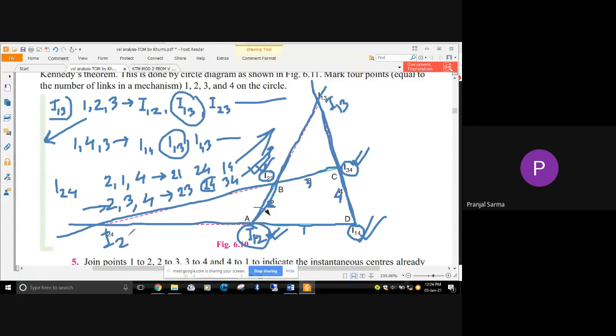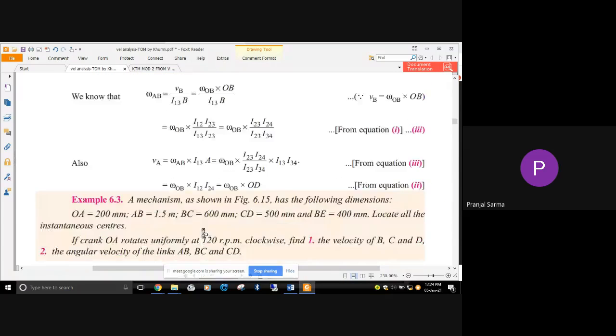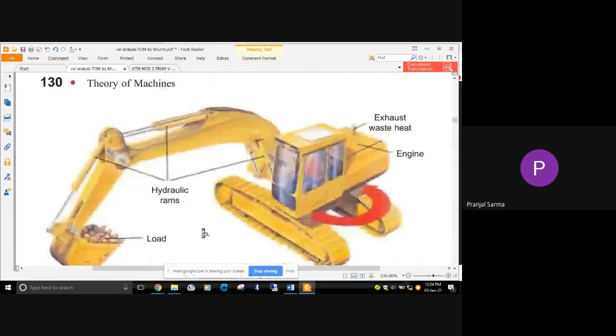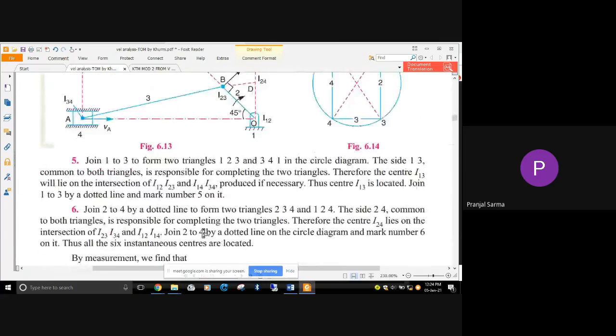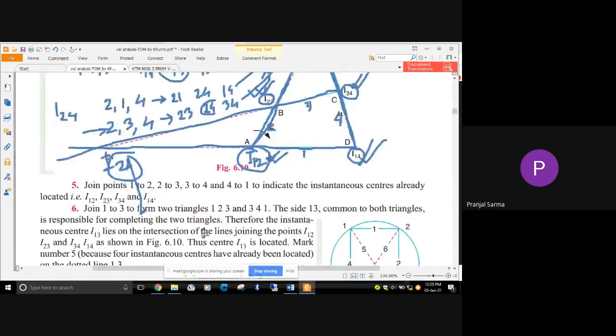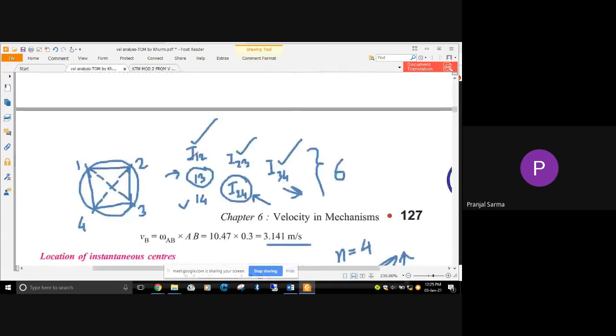Now I13 and I24 are all located. Come to this previous figure, and these two are also located. That means we have located all the instantaneous centers. So the first thing is done.